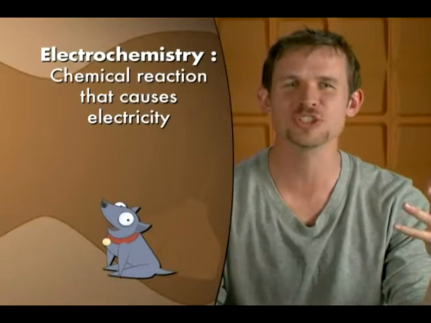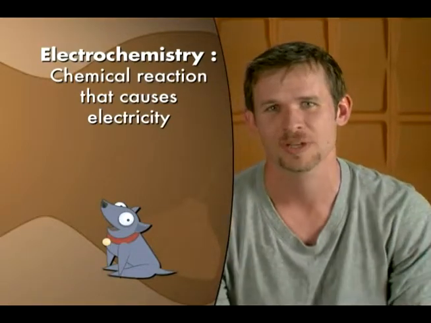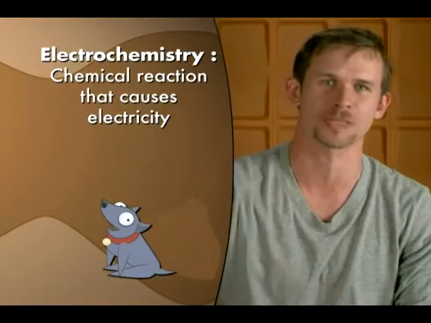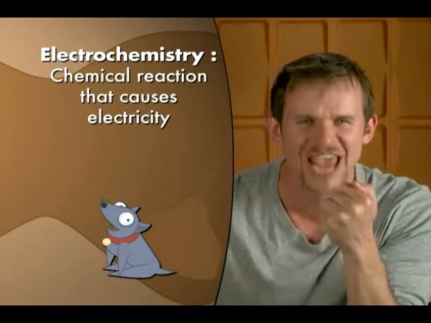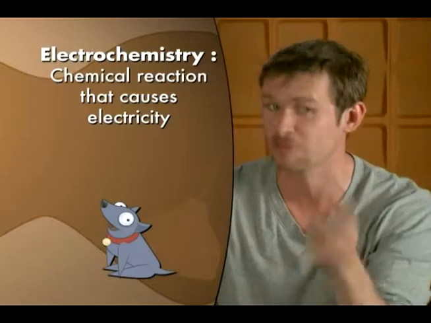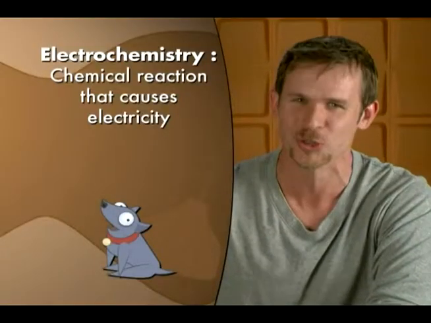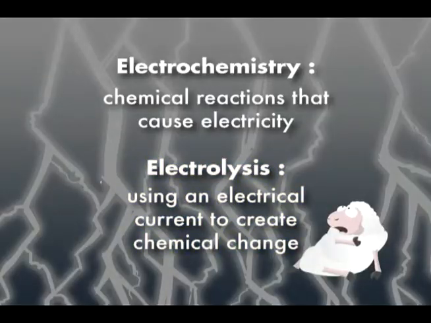So what do we do with all this? Well, the answer is all kinds of stuff. Redox reactions are the beginning of what we call electrochemistry. Electrochemistry is what happens when a chemical reaction produces electricity. And hey, if you have a phone or a computer or even a toy dog that does backflips, you can thank electrochemistry. It's what powers every battery on Earth and beyond. Electrochemistry also includes electrolysis. That's using an electrical current to create chemical change.